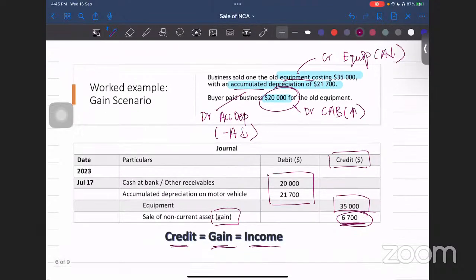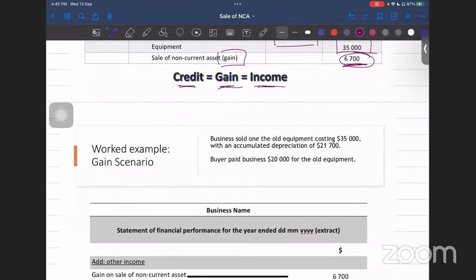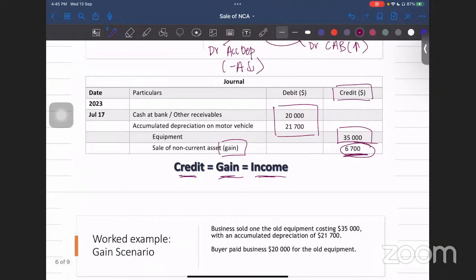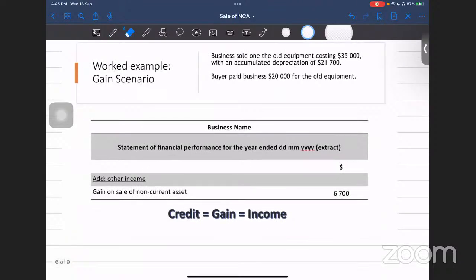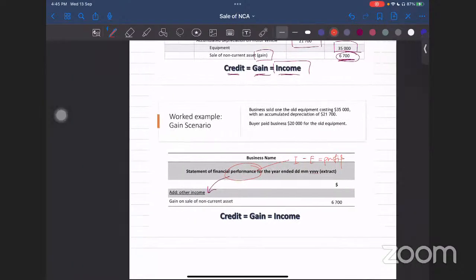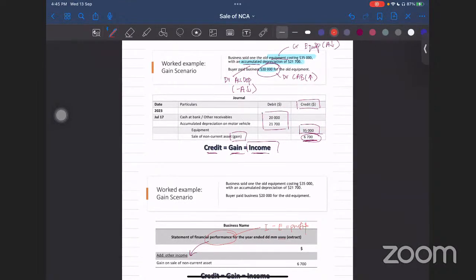Let's look at the financial statement. How will you present? Like what we said, your sale of NCA, when you make money, when you gain, it's an income. So you will show it under your other income in your statement of financial performance. A quick recap again, statement of financial performance will be your income minus expense equals profit. This is what you are showing. All the items in your performance statement are income and expenses. I'm just going to pause here for maybe 30 seconds for you guys to digest.